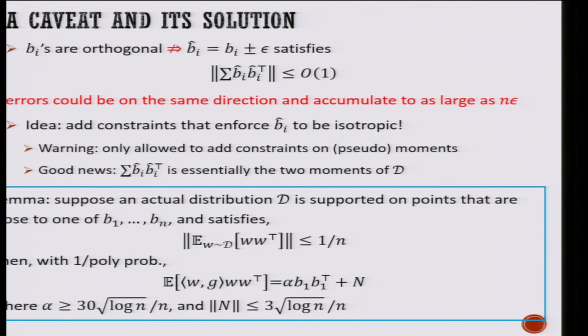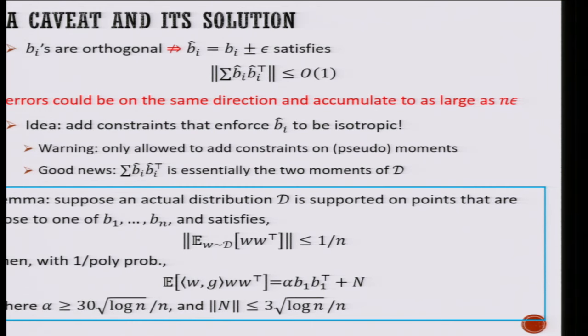Okay, let me parse it slowly. So this is the same condition that we are in the whole section here. So d is supported on bi hat that is close to bi, and we are going to enforce this constraint which says that the 2 moment of d has small spectral norm. Suppose you have this additional constraint, then we can prove that the algorithm that we are discussing is going to be good. So the top eigenvector is going to be close to b1. Basically, the only change is that we add this constraint.